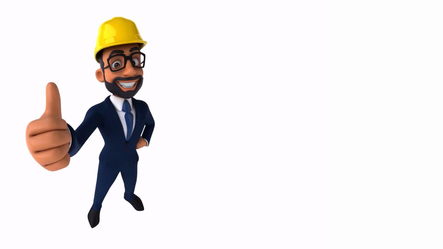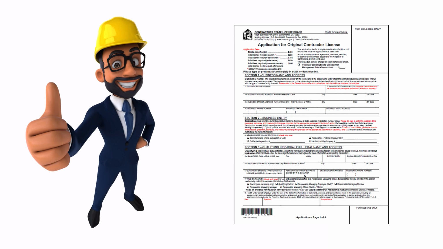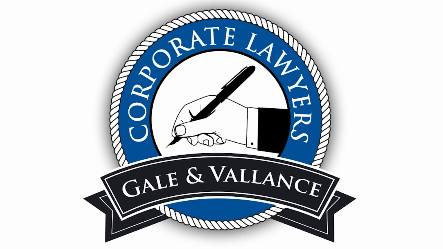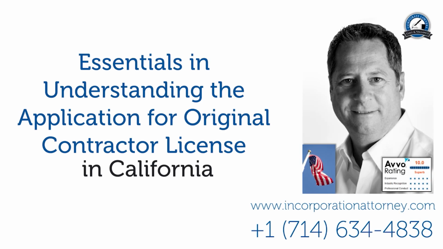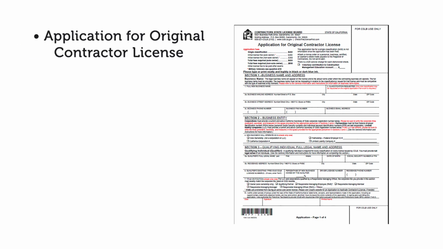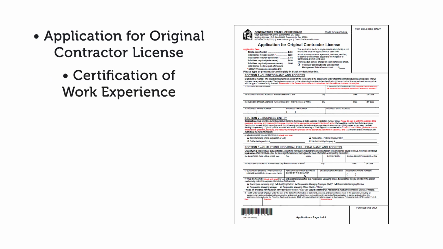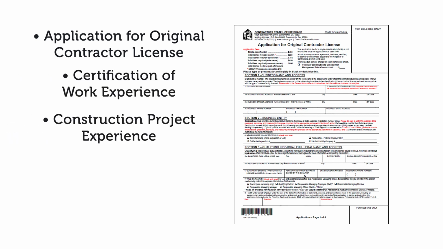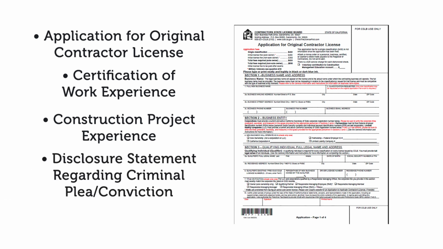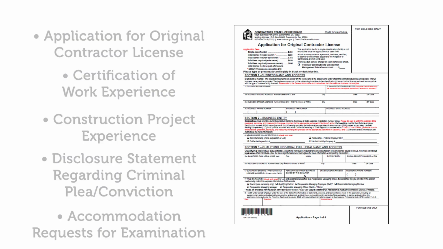In this video, we're breaking down the steps needed to complete your California Contractor's License application. The application for original contractor license in California consists of several sections, including the application for original contractor license, certification of work experience, construction project experience, disclosure statement regarding criminal plea or conviction, and accommodation requests for examination. Let's explore each step in detail.